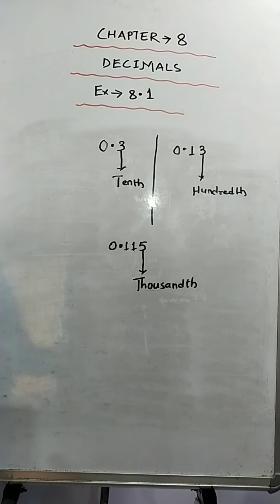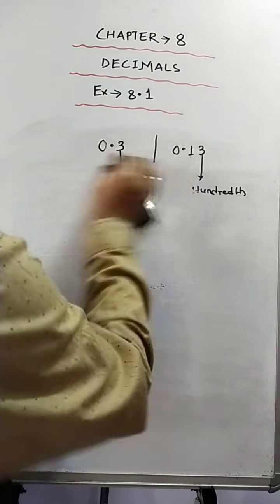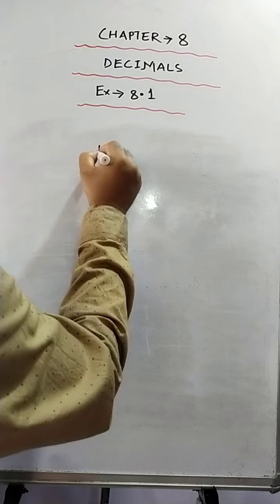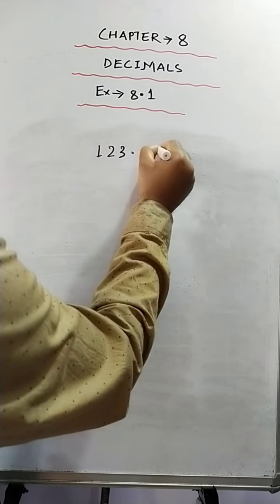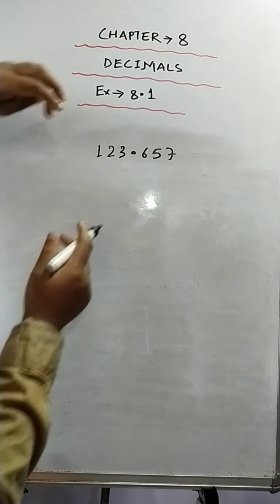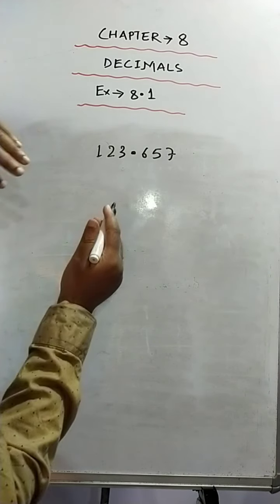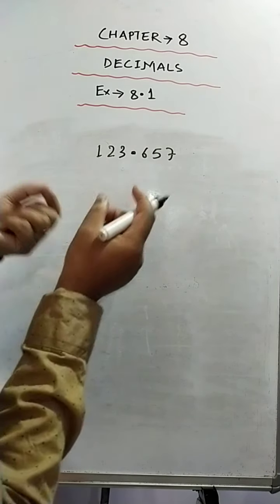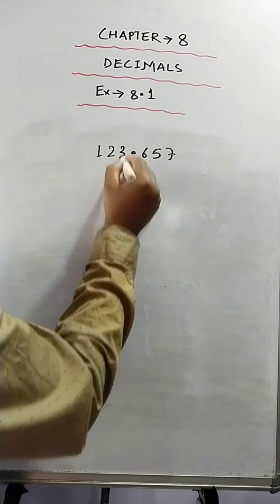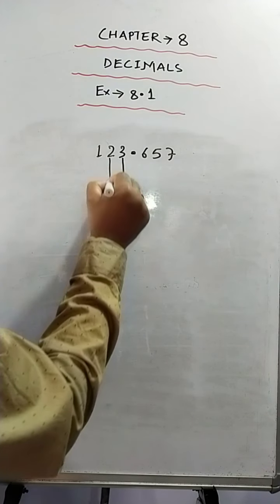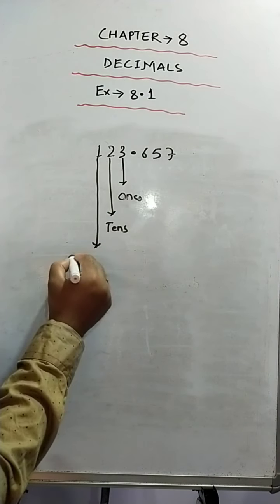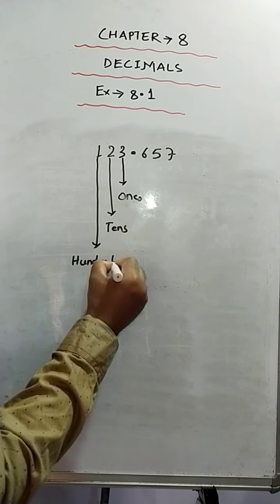Now, what if I give you a big number? Suppose like this, 123.657. Now, if I ask you the place value of all the digits, on the left hand side of the decimal we carry on with the same type of places that we already know. That is, this 3 will be considered as ones. This 2 will be considered as tens. We all know this, isn't it? And this one we'll consider as hundreds, isn't it?